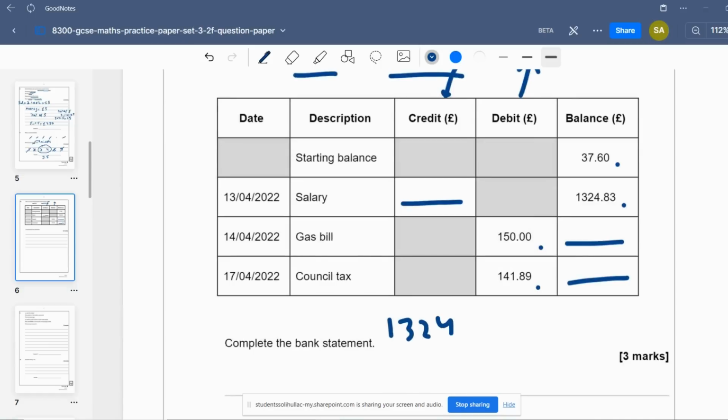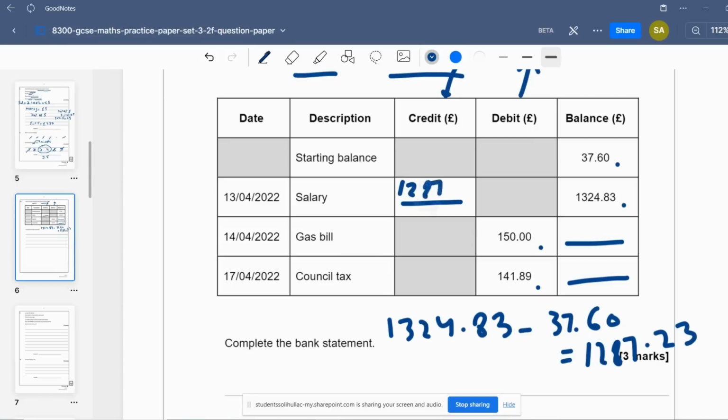To calculate how much salary came in, we take away the 37.60 from 1,324.83. That gives you 1,287.23. So that is your answer for the first one, 1,287.23.